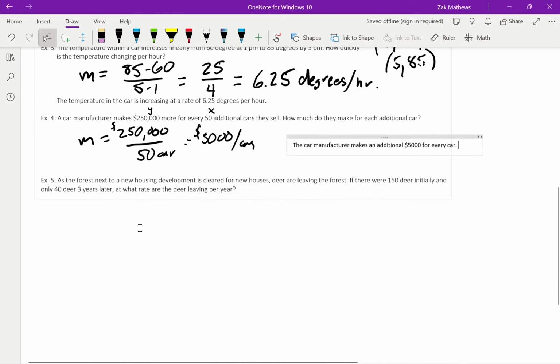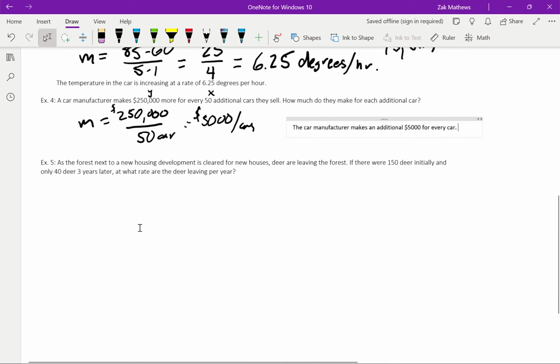And then last here, as the forest next to a new housing development is cleared for new houses, deer are leaving the forest. If there were 150 deer initially and only 40 deer 3 years later, at what rate are the deer leaving the forest? What rate are they leaving per year? So we see deer per year. So we're going to be using the deer as the y's and the time or the years as the x's.